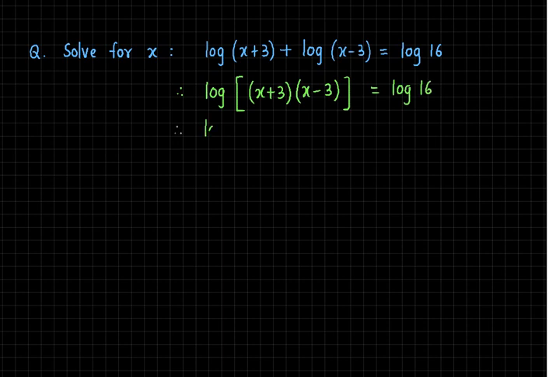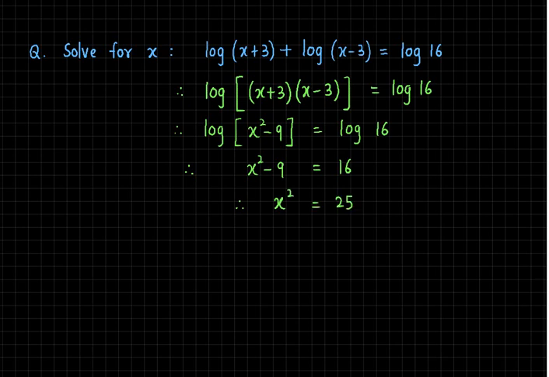So therefore log of x square minus 9 is equal to log 16. If logs of two numbers are the same, clearly the numbers themselves should be the same. So that gives us x square minus 9 is equal to 16, so x square is equal to 25. Therefore we can say at this step x is equal to plus or minus 5. But here comes one very important point.